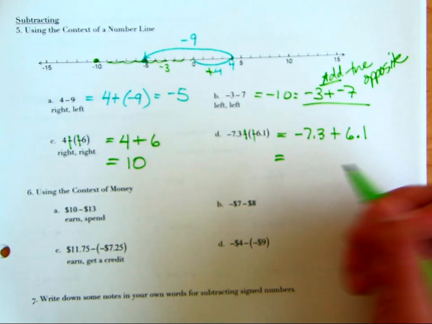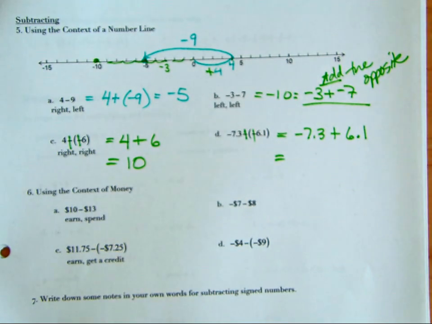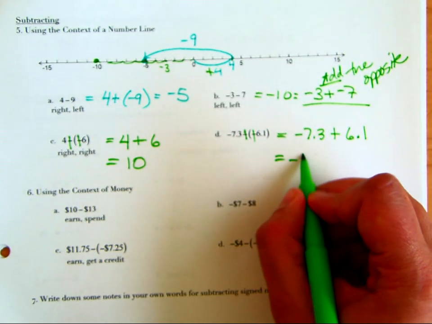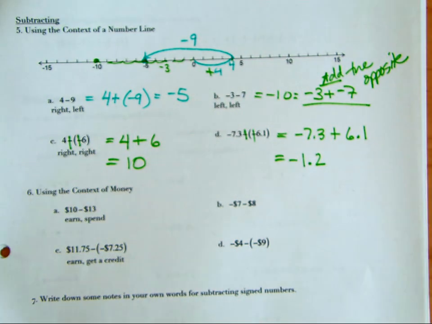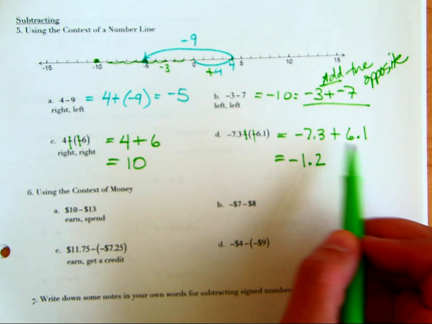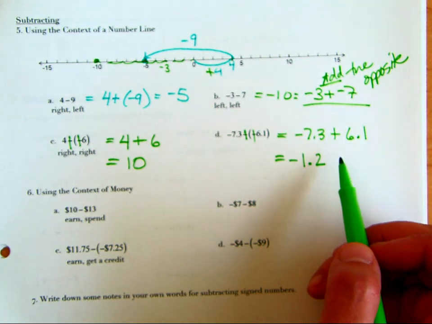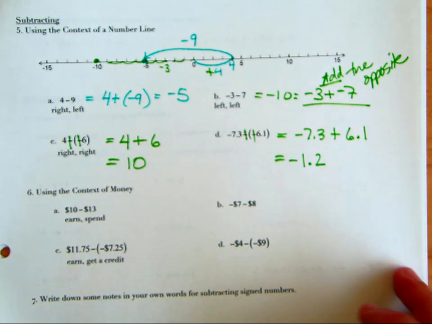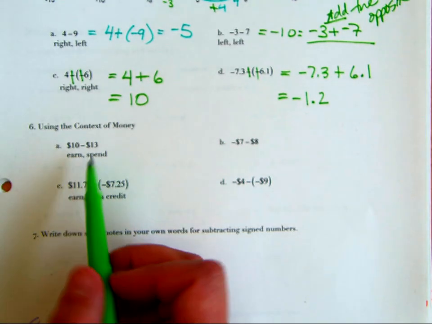So now how much money do you have? -1.2. Does everybody see how we got that -1.2? You owed 7.3. You got money back. You returned the thing. Okay? So it's similar with money here.